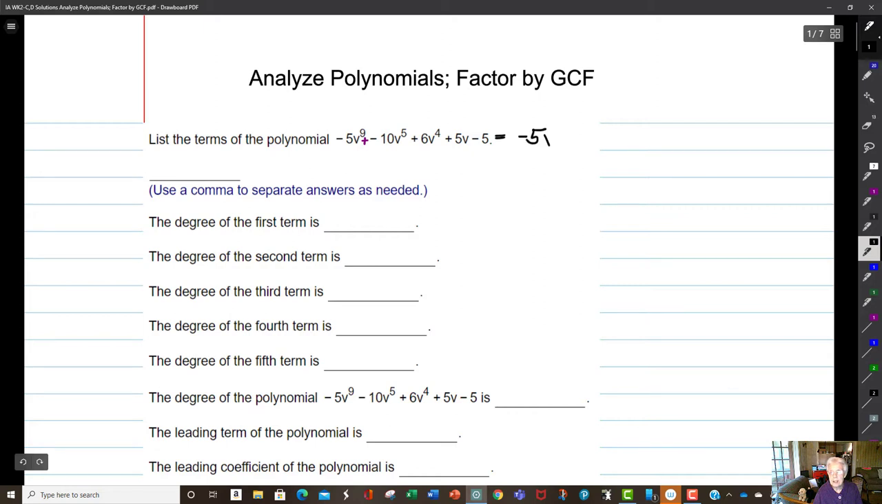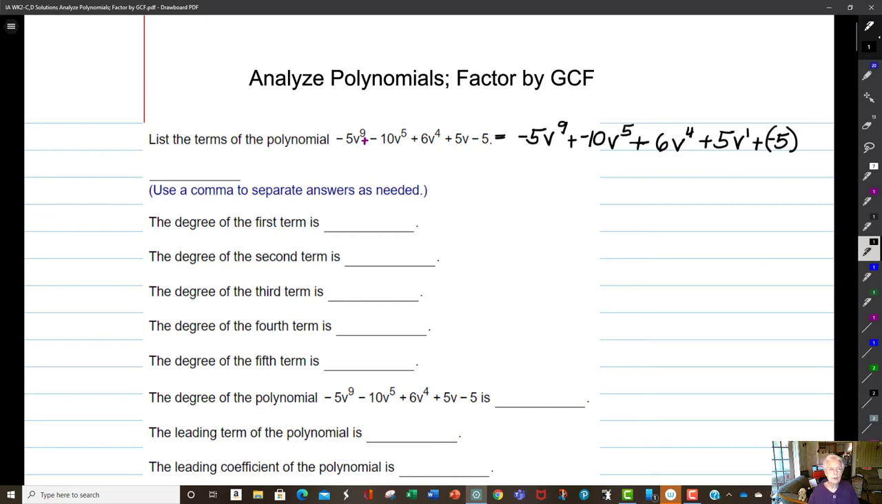Negative 5v to the ninth power plus negative 10v to the fifth power plus positive 6v to the fourth power plus 5v, that's to the one power, plus negative 5. This is your first term, your second term, your third term, your fourth term, and your fifth term.